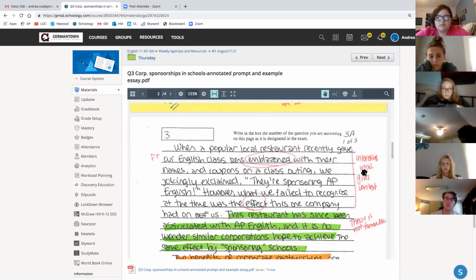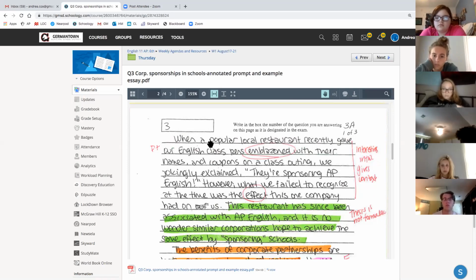This is a high scoring essay, so just listen. "When a popular local restaurant recently gave our English class pins emblazoned with their names and coupons on a class outing, we jokingly exclaimed, 'They're sponsoring AP English.'" Right? Is that a normal, expected introductory sentence to an essay? No, but it sounds like something you want to read, right? So it catches your attention. You kind of have a hint about what it's going to be about, some sponsorships. There's some nice diction in there, emblazoned instead of printed, some upper level diction.